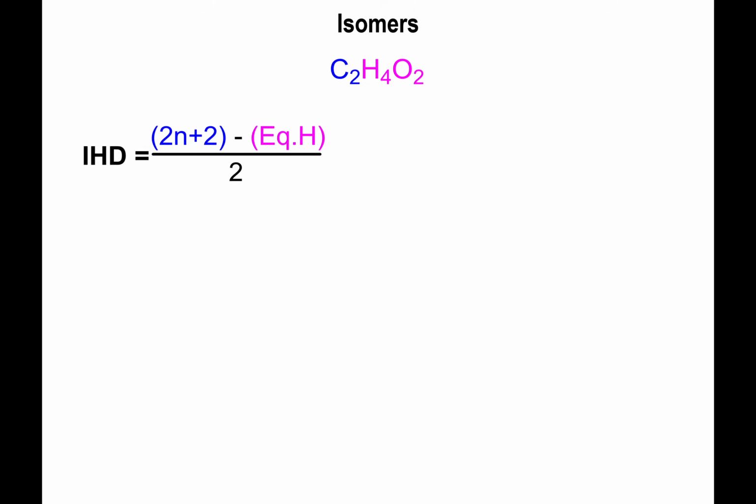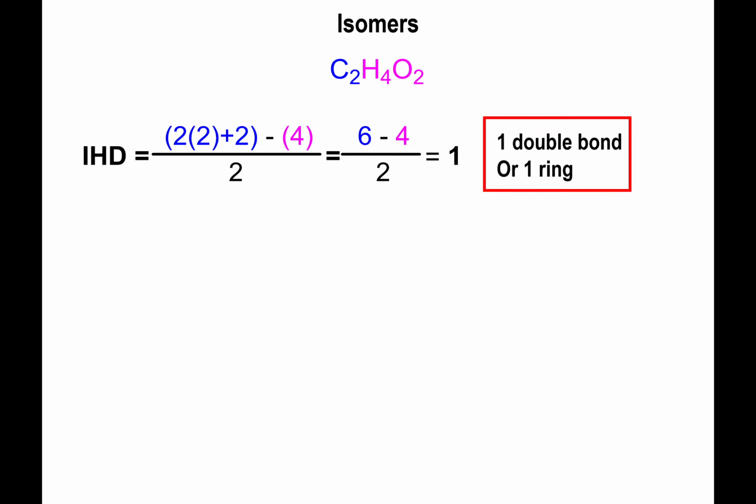All right, let's take a look and see what type of isomers we can come up with for this formula. So we turn our attention to the IHD formula. For 2 carbons, if we plug in 2 for n, 2 times 2 is 4, 4 plus 2 is 6. The equivalent number of hydrogens is only 4, since we ignore the oxygens. So we have 6 minus 4, which is 2, and 2 divided by 2 is equal to 1. Because the IHD is equal to 1, we're going to have either a double bond or a ring in the molecular structure of C2H4O2.